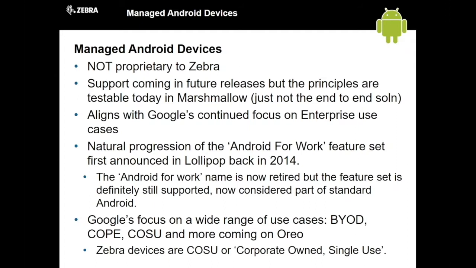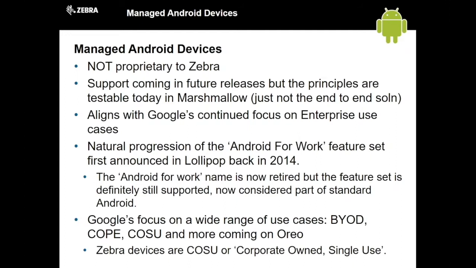And what we're seeing is Google more and more focusing, they're adding more features into the platform which are enterprise specific. And this is what they previously called Android for Work. This was first announced back in Lollipop, at Google I/O, I think it was, back in 2014. The name is now retired. It's just Android Enterprise Features, but you may see AFW in literature, so just watch out for that. It can get confusing. We have all these different acronyms, the BYOD, the COPE, the COSU.